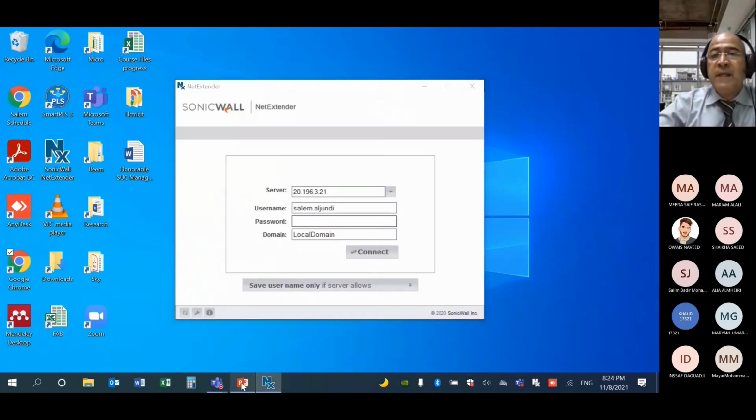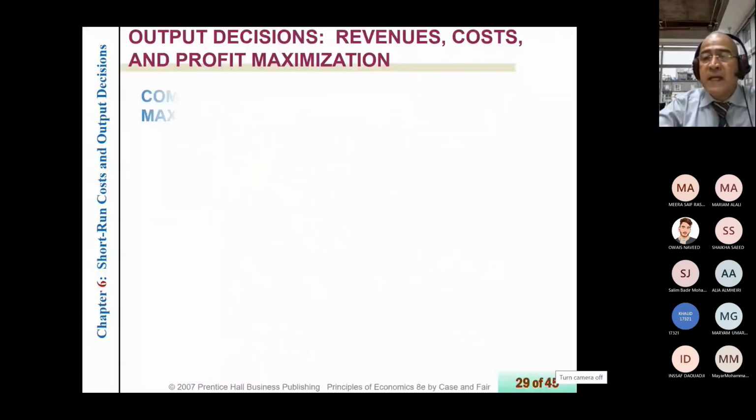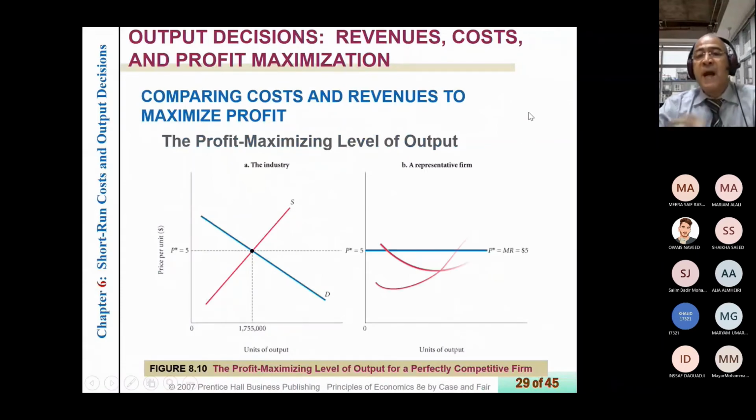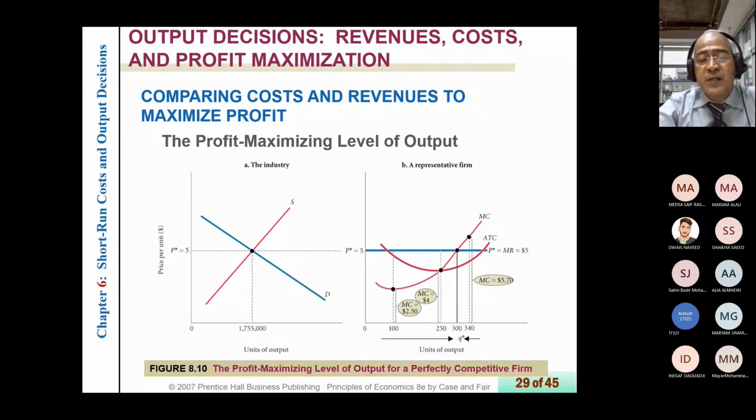So again, let me come back to this diagram. From this diagram, let me ask you this question. According to my explanation from panel B, what is the optimal level of output in which equilibrium price equals marginal revenue equals marginal cost? What is the optimal level of output? What is the profit maximizing level of output?